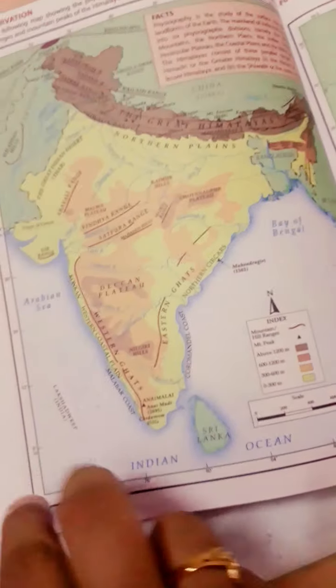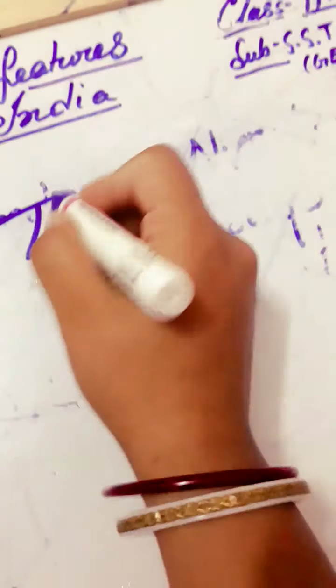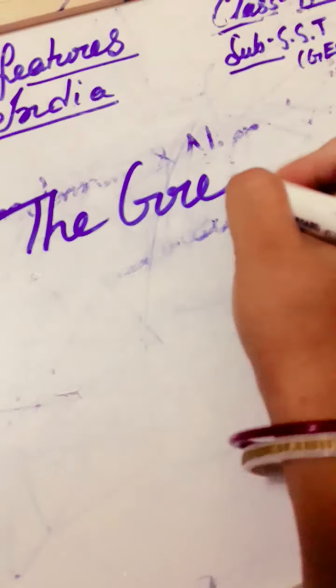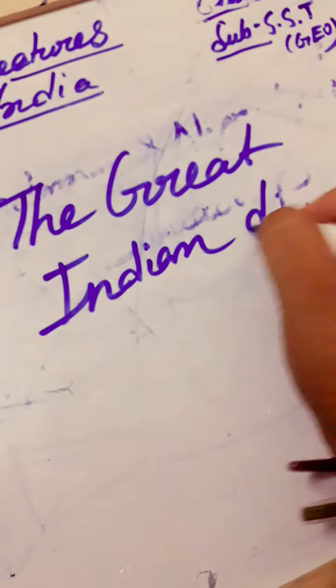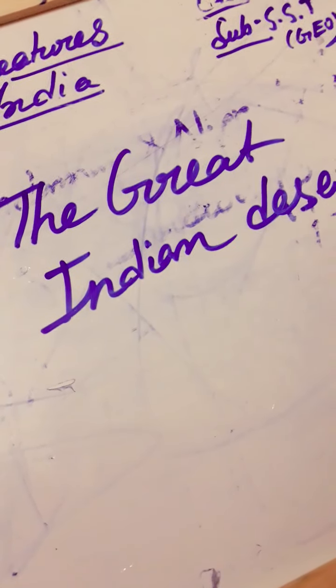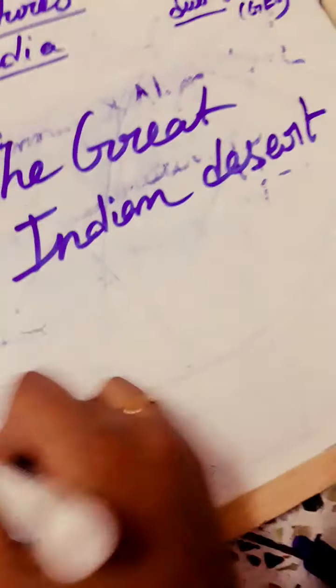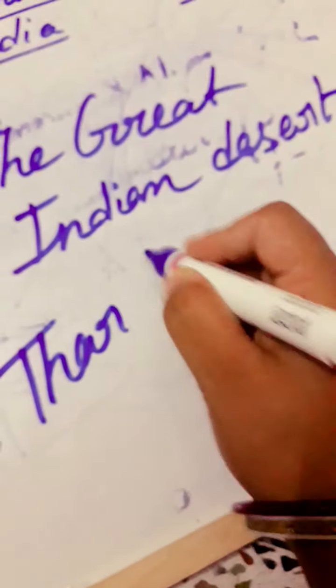And next we have to discuss the desert area. Our next and the last portion is known as the Indian desert. The Great Indian Desert. And what is the main example? The Thar desert.